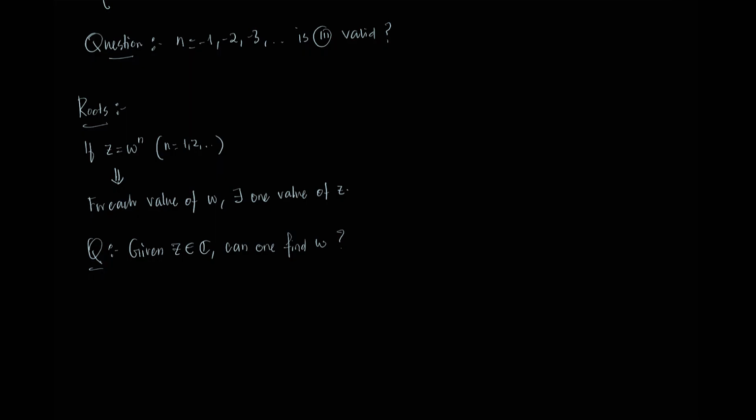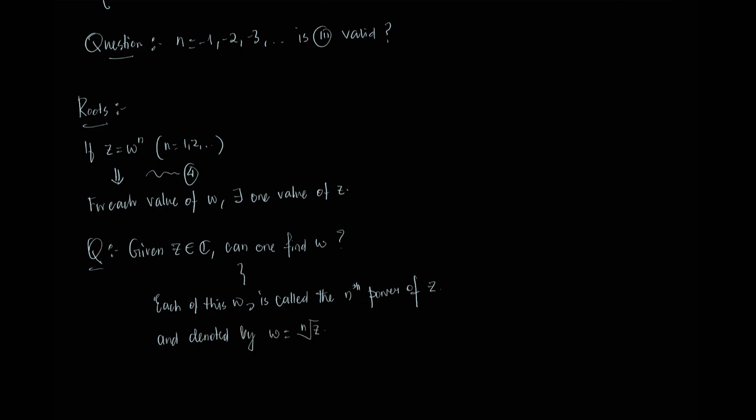See, the thing is this: if z equals w to the power n, let's call it n, we will show that there are exactly n roots of z. We'll call the values of w which satisfy z equals w to the power n the nth roots of z. Each of these w is called an nth root of z, and denoted by w equals z to the power 1 over n.